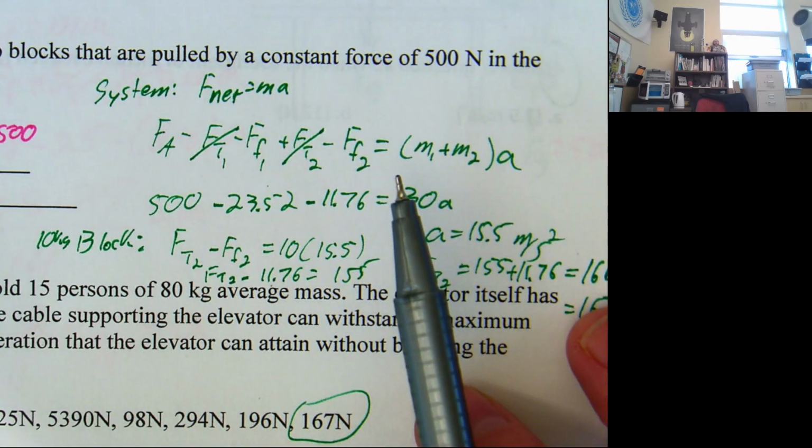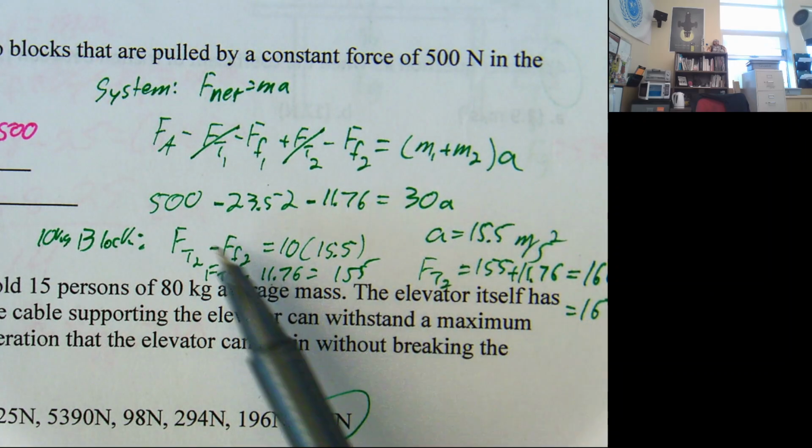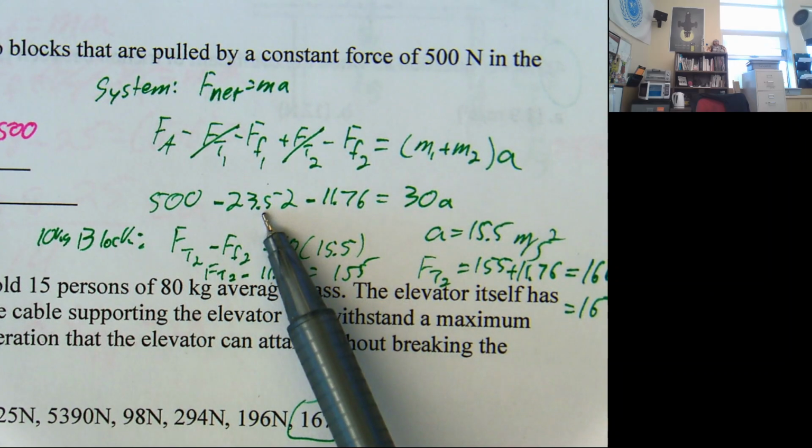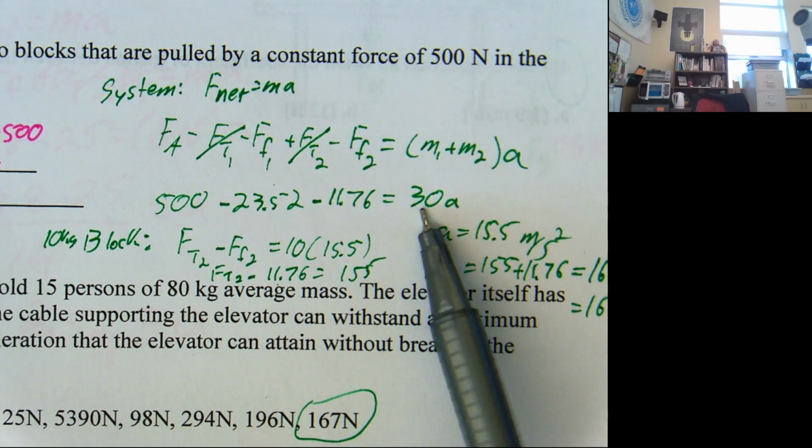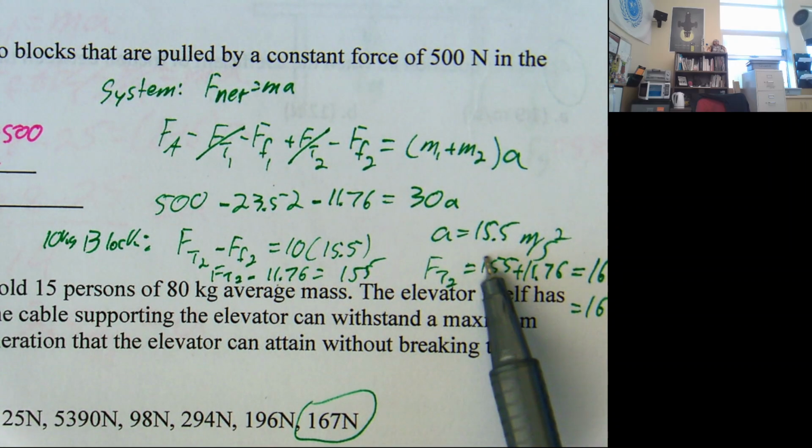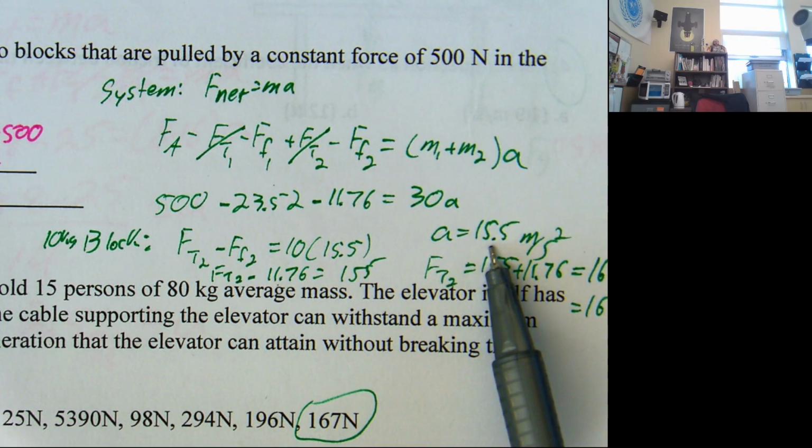So I plugged in all my values, I made my cancellations, and I got this. 500 minus the 2 friction forces equals 30 times A. A is 15.5 meters per second squared. It's still a massive acceleration.